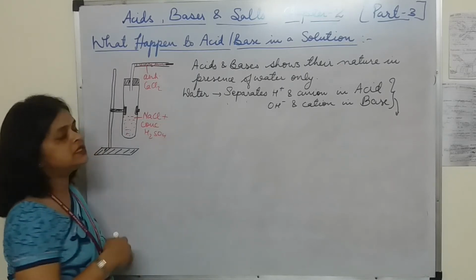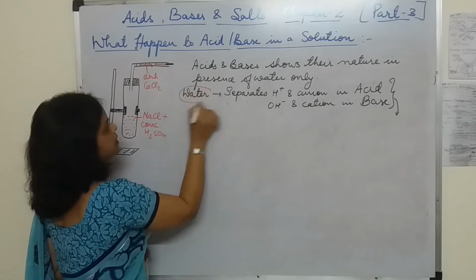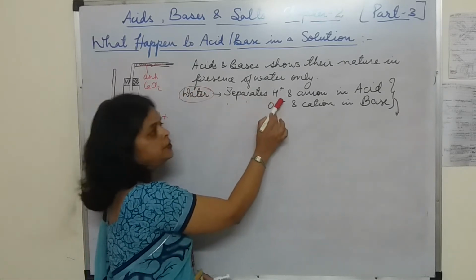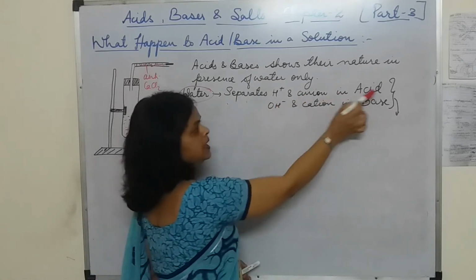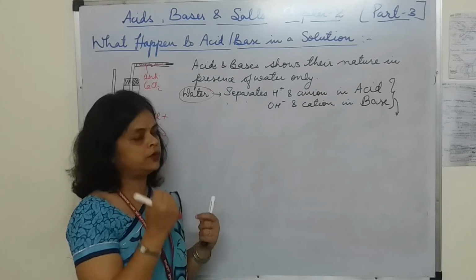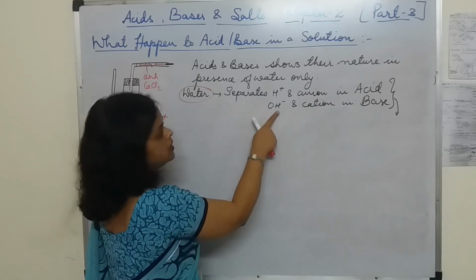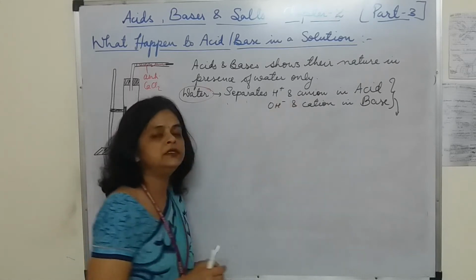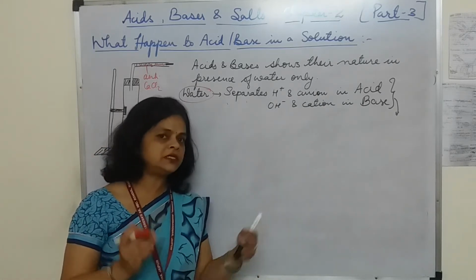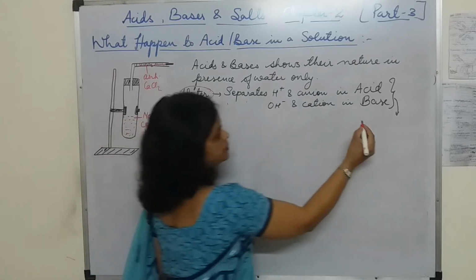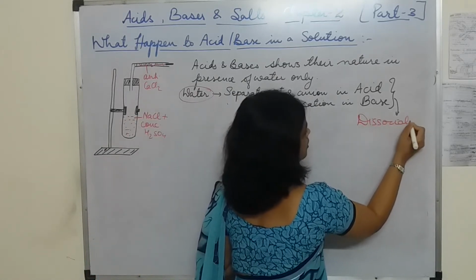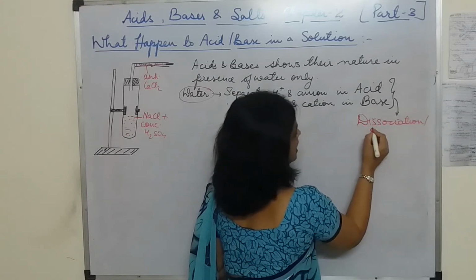The water has a specific role to play. It separates hydrogen ions and anions in acid, as we had seen, HCl was giving H plus ion and the chloride ion. Similarly, it separates hydroxide ions and cations in base. That means NaOH was getting separated into Na plus and OH minus. And this process is called dissociation, or you can write it as ionization.